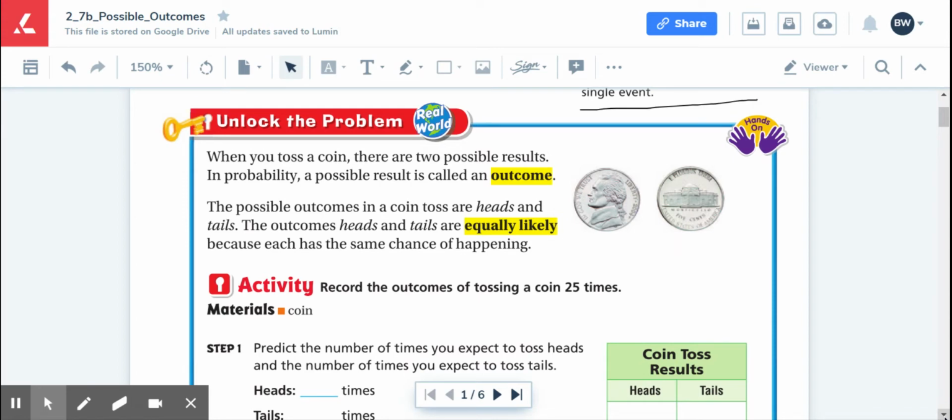We're going to be talking about coins. When you toss a coin, you get 2 possible results. And in probability, a possible result is what we call an outcome. The possible outcomes in a coin toss are heads and tails. There's only 2 outcomes. The outcomes heads and tails are equally likely because each has the same chance of happening. They're both equal.